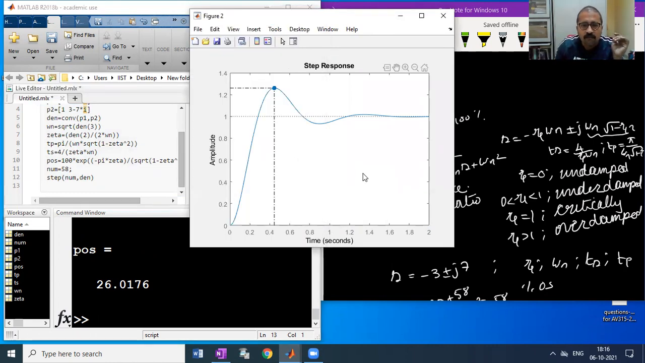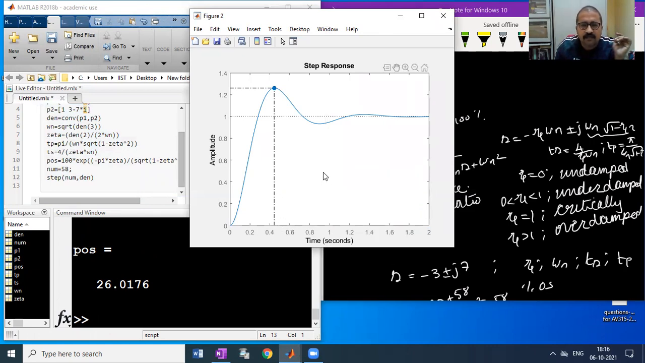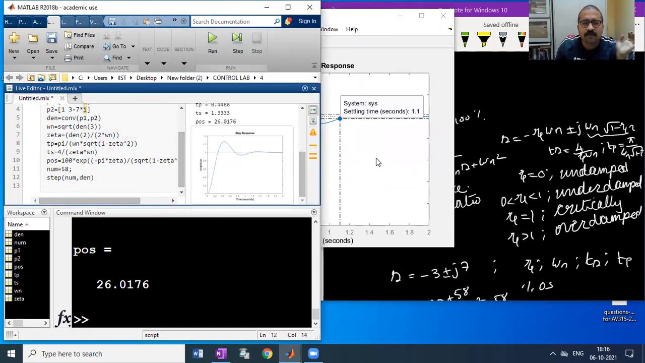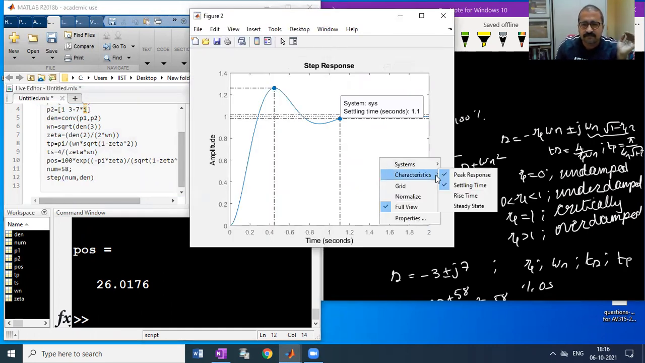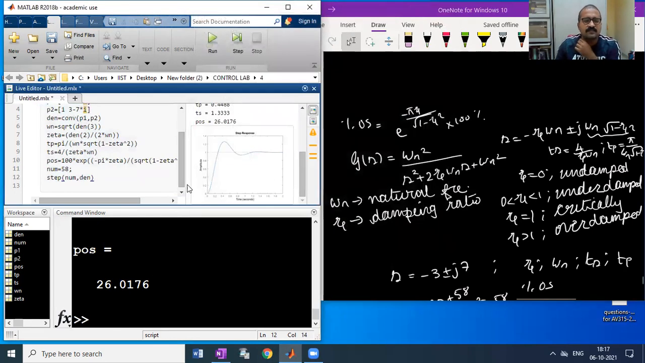Then what will be the peak time? Peak time corresponds to this value. That will not be displayed. In settling time, how much is the settling time? That will be around 1.11, and what was our value? Settling time as 1.33. Okay, it's matching. So in this way, you can find the step response.